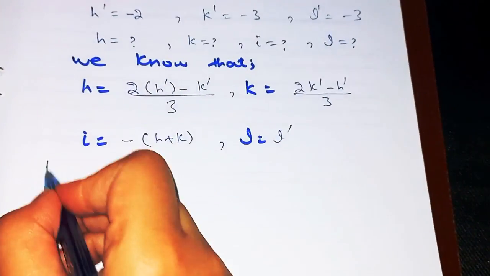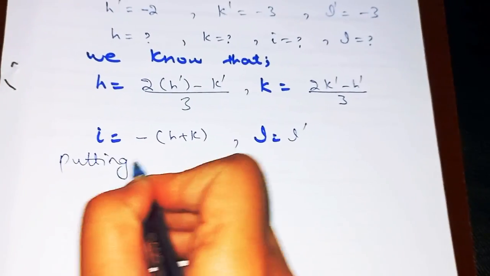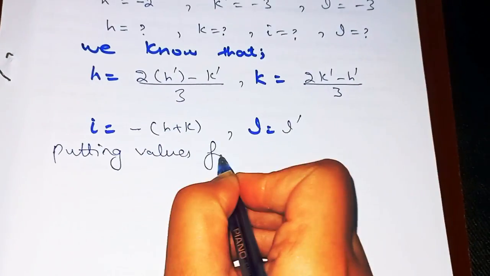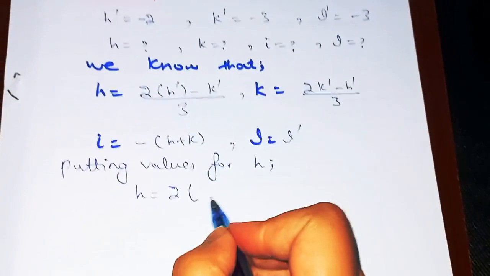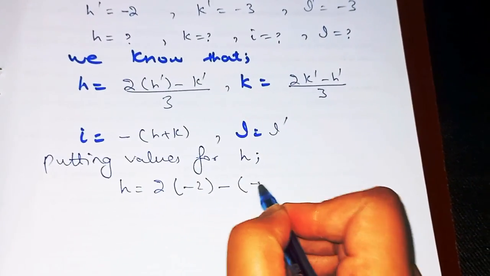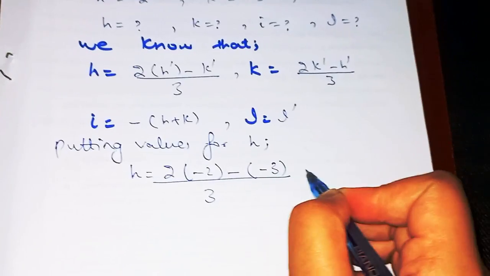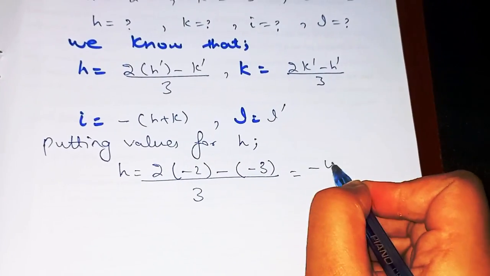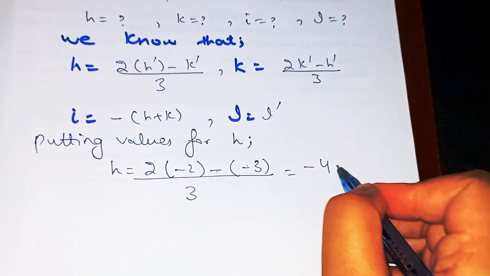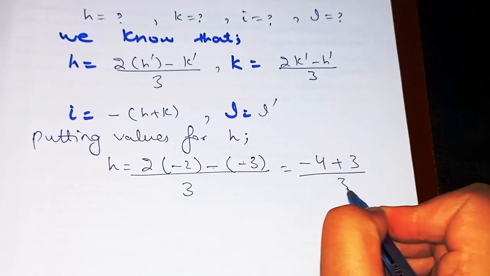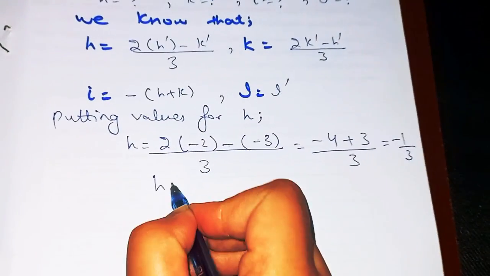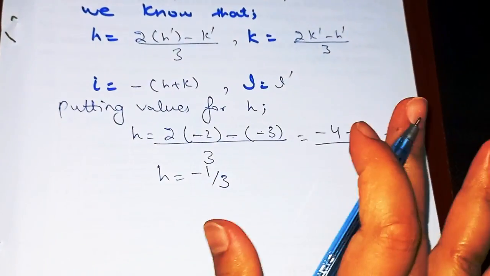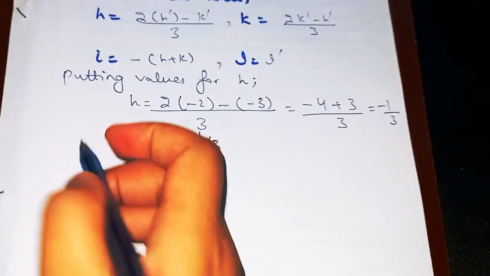So putting values for h, h equals (2h prime, which is -2, minus k prime, which is -3) divided by 3. So 2 2s are 4, -4, minus minus is plus 3, divided by 3. -4 plus 3 is -1 by 3. So h is -1 by 3 so far. That's not final, we'll see later.